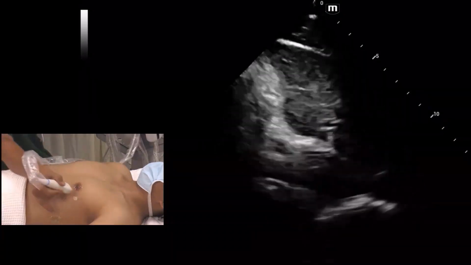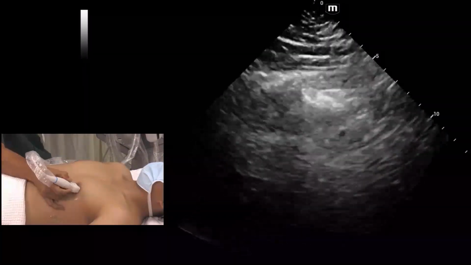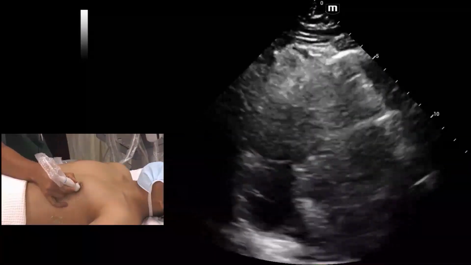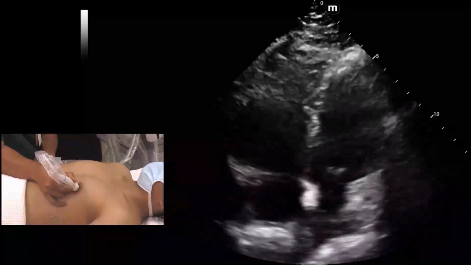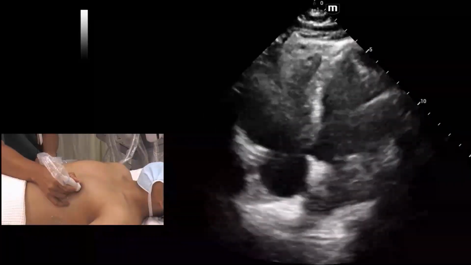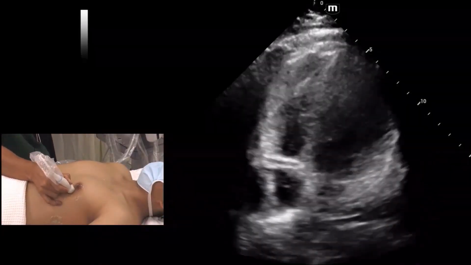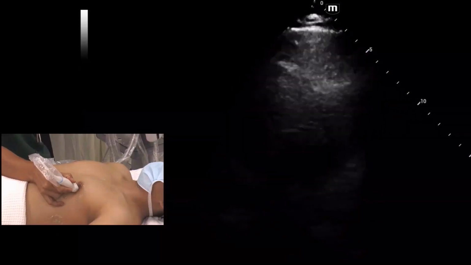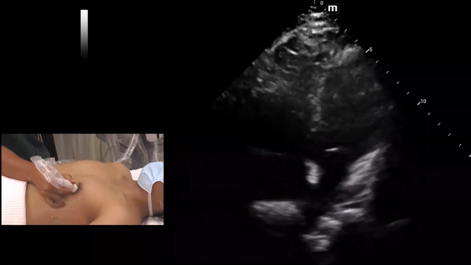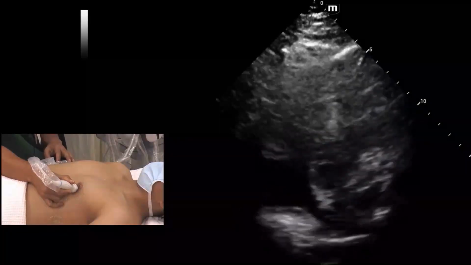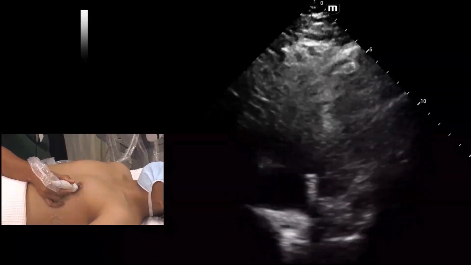I personally think the best way to determine fluid responsiveness is by doing the VTI, looking at the VTI variability. So how to do it? Try to get a four-chamber, right? If I tilt my probe anteriorly, I get the five-chamber. See that? There's the five-chamber.